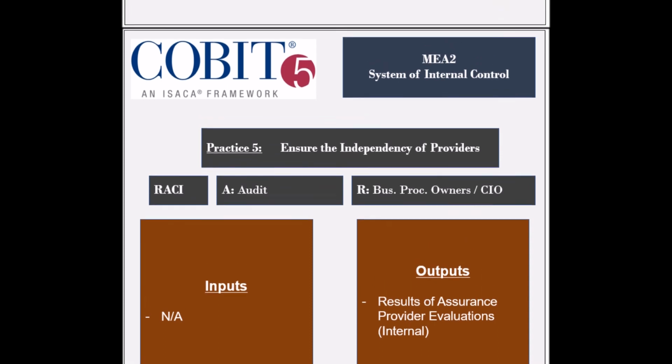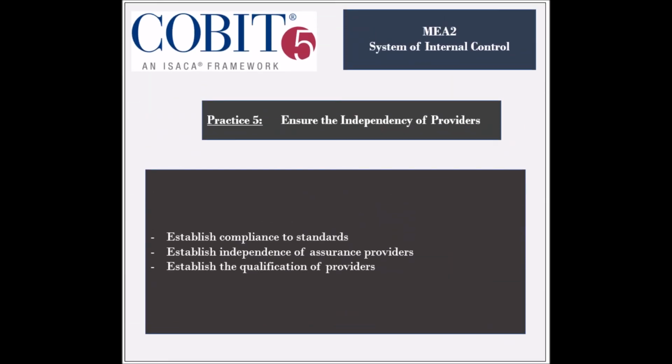The activities involved in this practice include establishing compliance with the codes of ethics and assurance standards. These standards include the codes of professional ethics, audit and assurance standards, and the international framework for assurance engagements. Independence and the qualification of the assurance providers should be established.